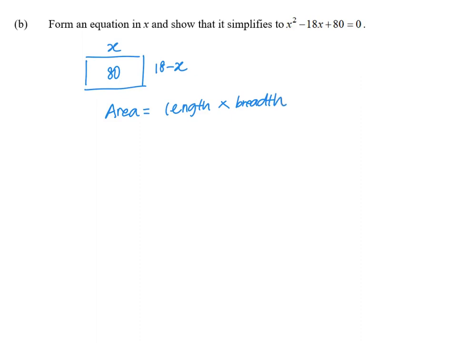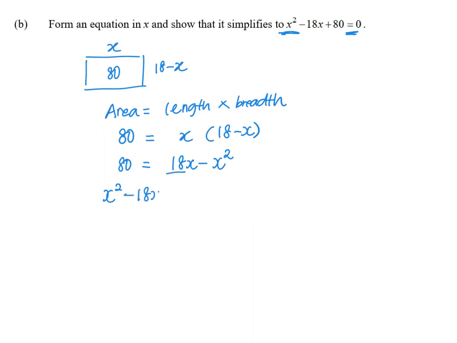So that will give me an area of 80. The length is x. The breadth is 18 minus x. Let's expand the brackets and we'll get 18x minus x squared. Now notice they want x squared to be positive and it equals 0. So I'm going to shift everything over to the left hand side. So I'll get positive x squared now and negative 18x now. And 80 is still on this side, so it's plus 80 equals 0. Shown.